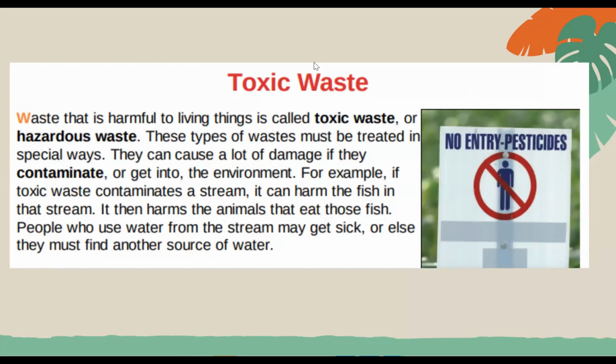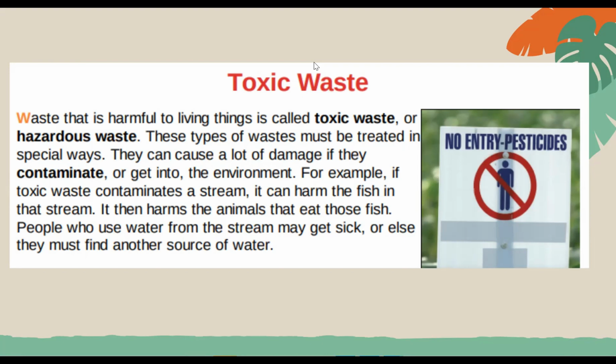Waste that is harmful, toxic waste. Waste that is harmful to living things is called toxic waste or hazardous waste. These types of wastes must be treated in special ways. They could cause a lot of damage if they contaminate or get into the environment. For example, if toxic waste contaminates a stream, it can harm the fish in that stream. It then harms the animals that eat those fish. People who use water from the stream might get sick, or else they must find another source of water.